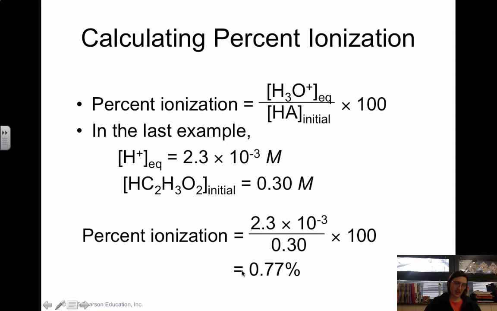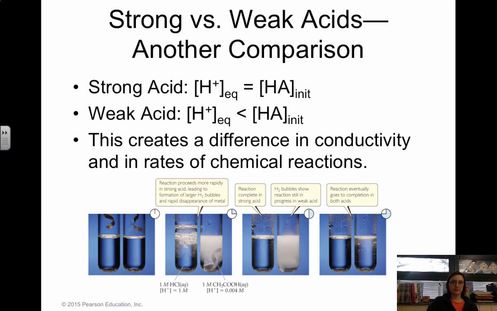So as a general rule, if x is less than 5%, and in this case it is, we can assume x doesn't matter. So it's okay that we ignored x on the bottom. But if your percent ionization is greater than 5%, you're going to have to use the quadratic formula to solve for x.